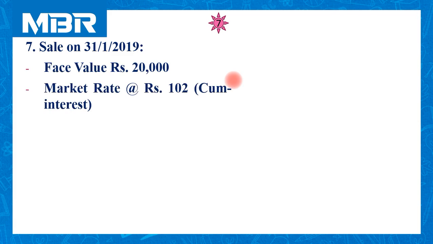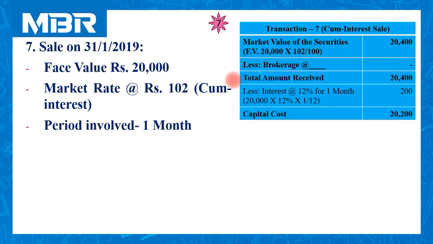Sell on January 31st, 2019. Face value of the transaction is rupees 20,000. Market rate is rupees 102 cum-interest. Period involved in the calculation is 1 month, because the last payment date is 31st December. So from 31st December to 31st January, there is a gap of only 1 month between the two transactions.